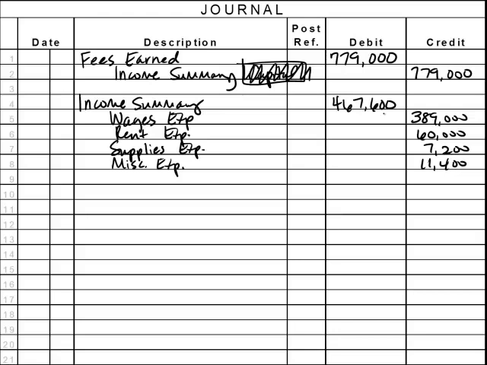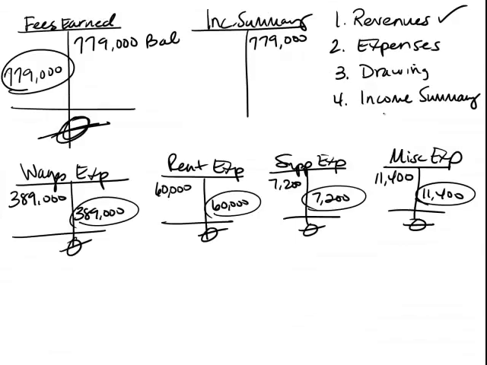Okay, 467,600 is the total of all those. So debits have to equal credits. We call this a compound entry. You could do 4 separate entries: debit income summary, credit wages expense, debit income summary, credit rent expense, debit income summary, credit supplies expense. But if we put it all in one, it's a little bit easier, and we get the same outcome. So 467,600 is debited to income summary.